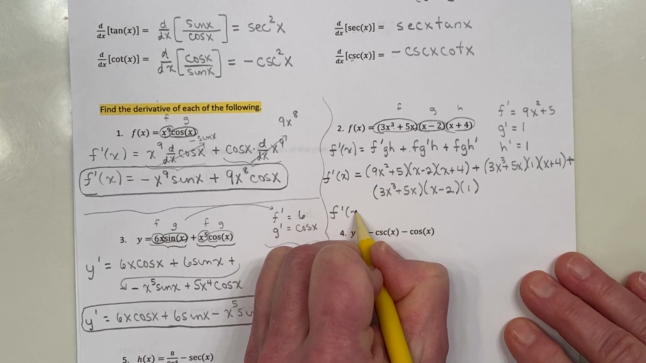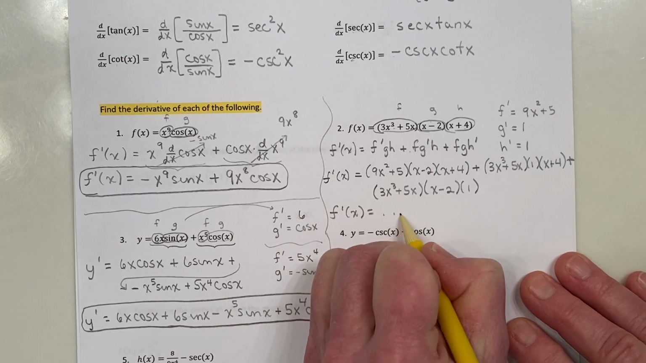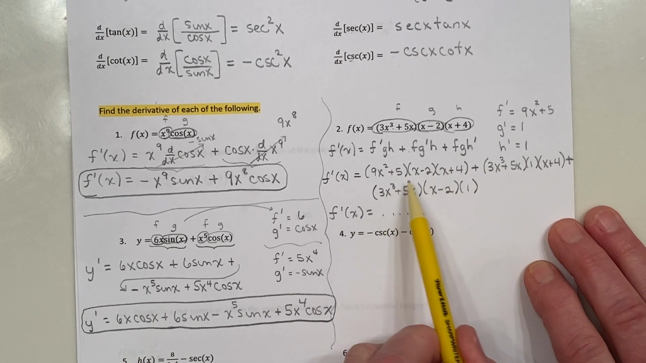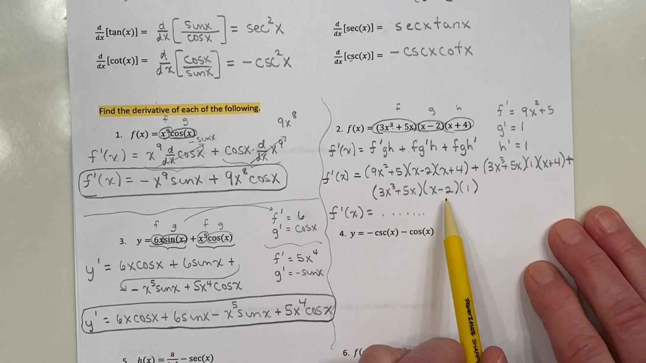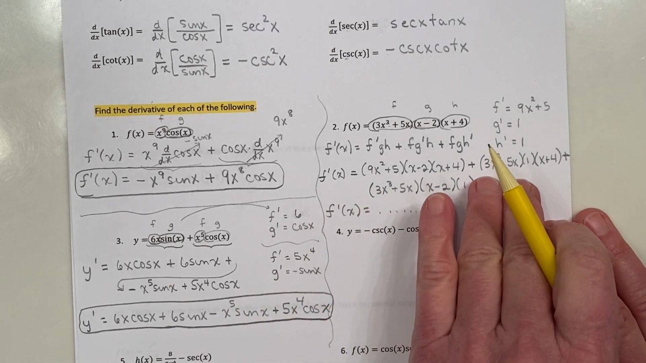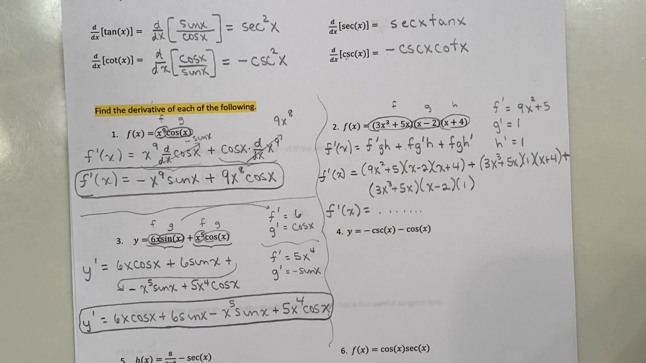So f prime of x, I'm just going to do dot, dot, dot, because if you weren't going to leave it just like this, then you'd have to multiply all this out and collect like terms. That'd be a lot. So I'm just going to say, all right, this is a safe stop. We'll just leave this one here.